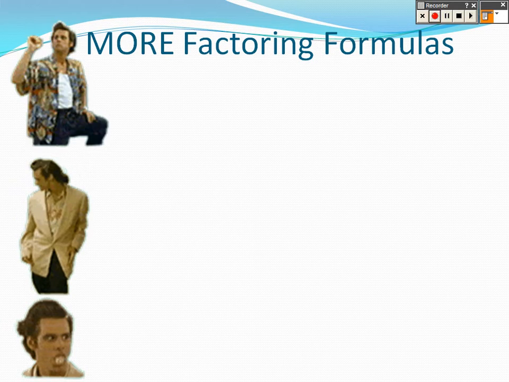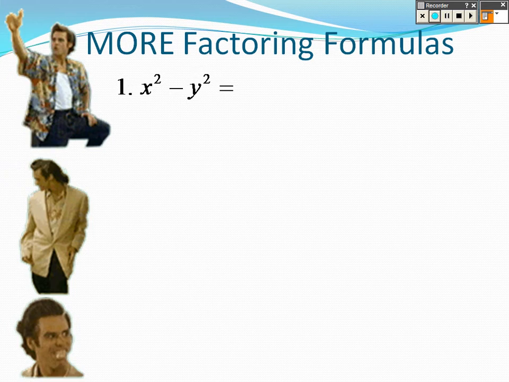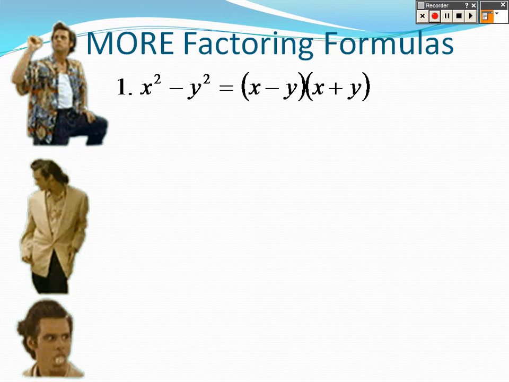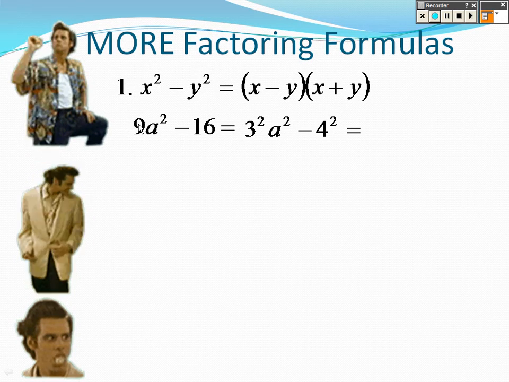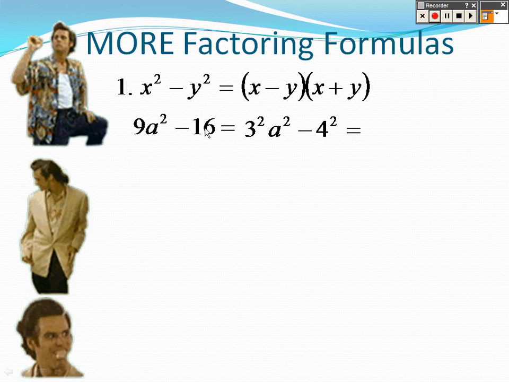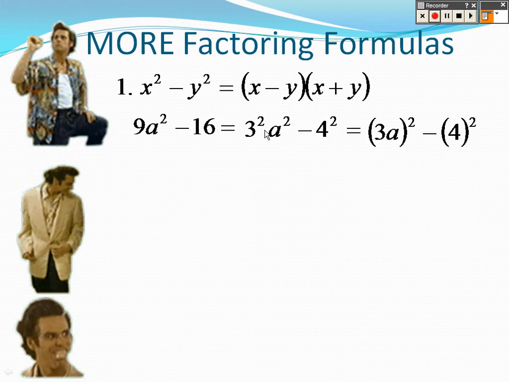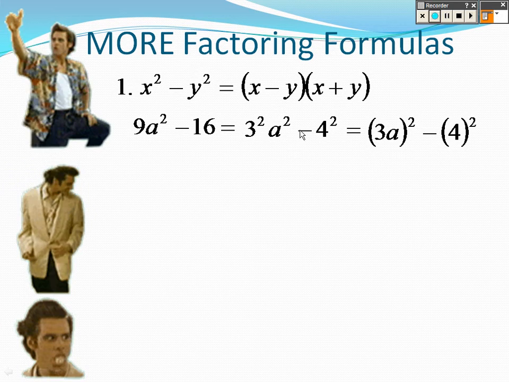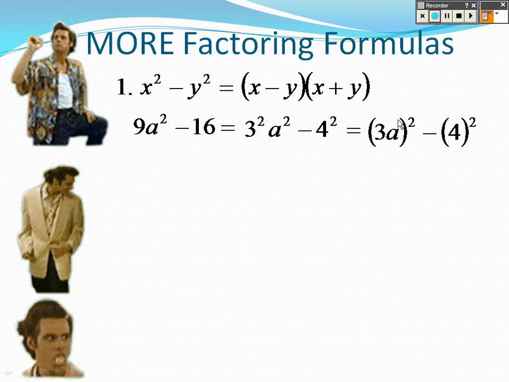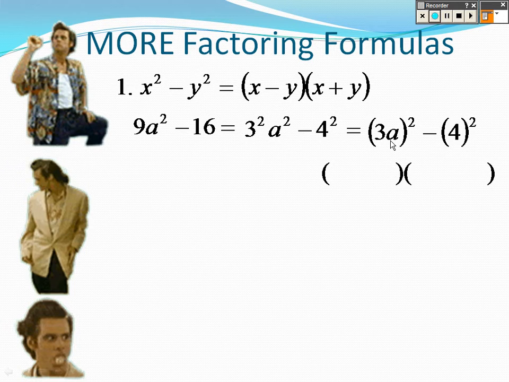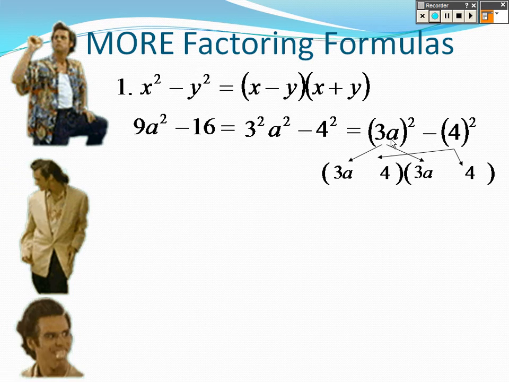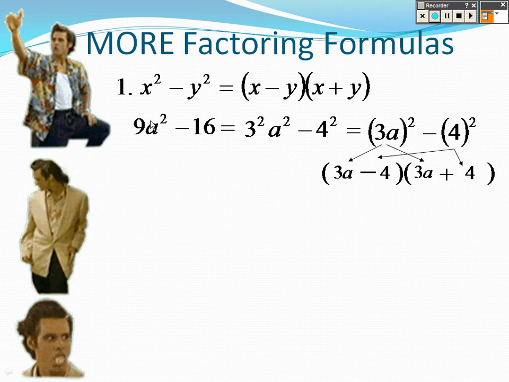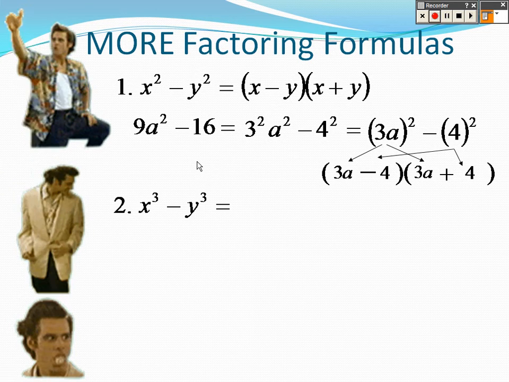So some more factoring formulas there for you. We just went over the difference of squares. That's what that one was. So we'll go over another example here. This I can rewrite as 3 squared. This I can rewrite as 4 squared. I regroup this together as a 3a and a 4. So this is the first term, this is the second term. So it's 3a minus 4 and 3a plus 4. That's all that I'm doing. I'm just regrouping things together, because I'm looking to see if I can square each term.